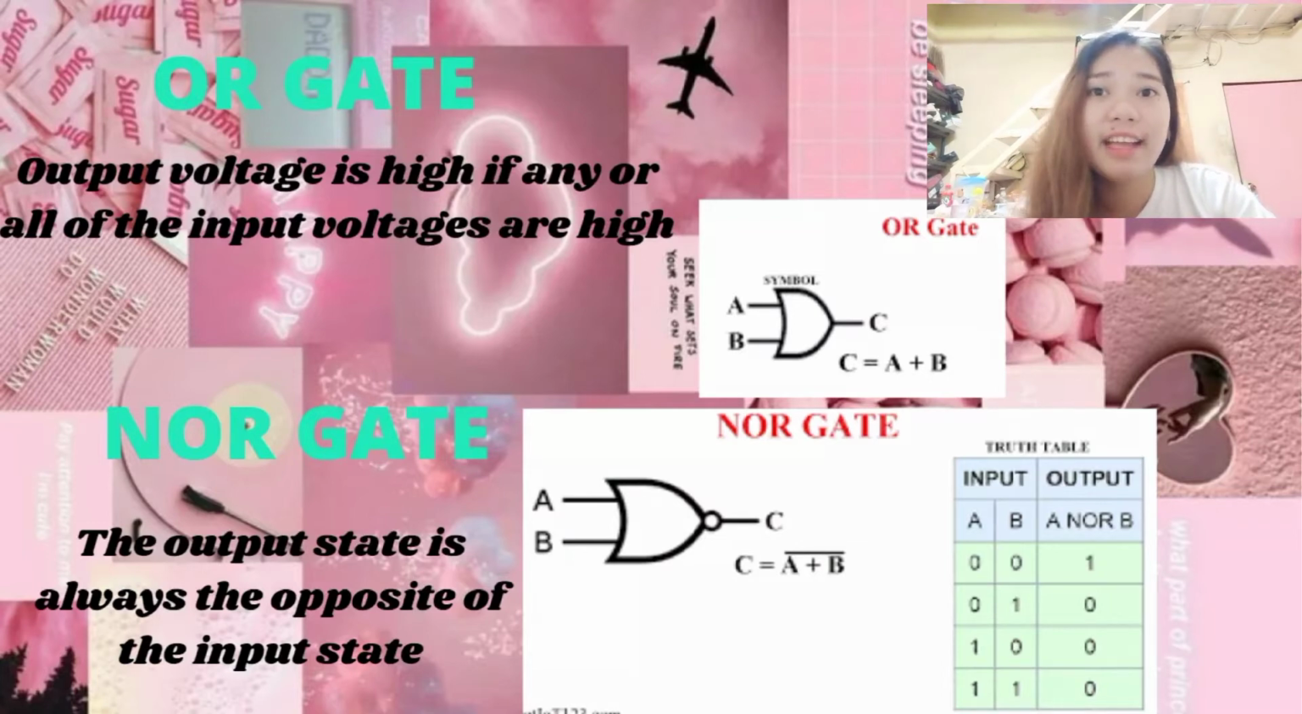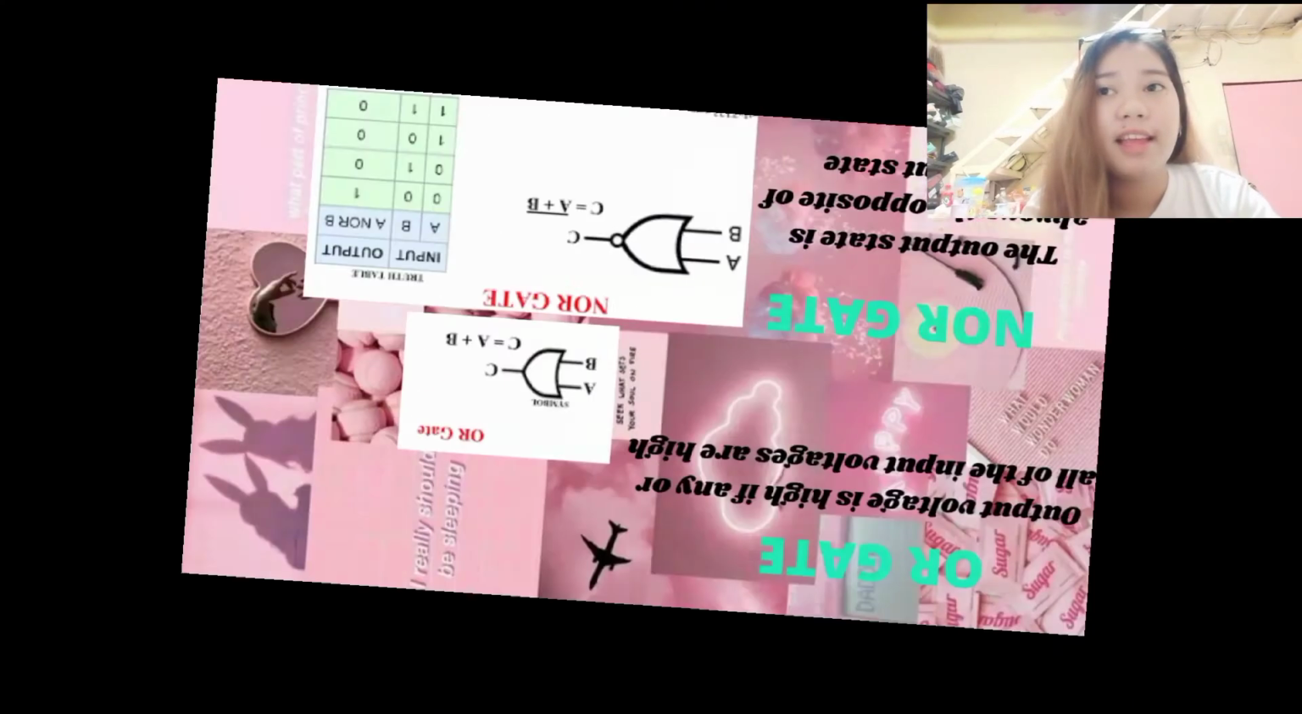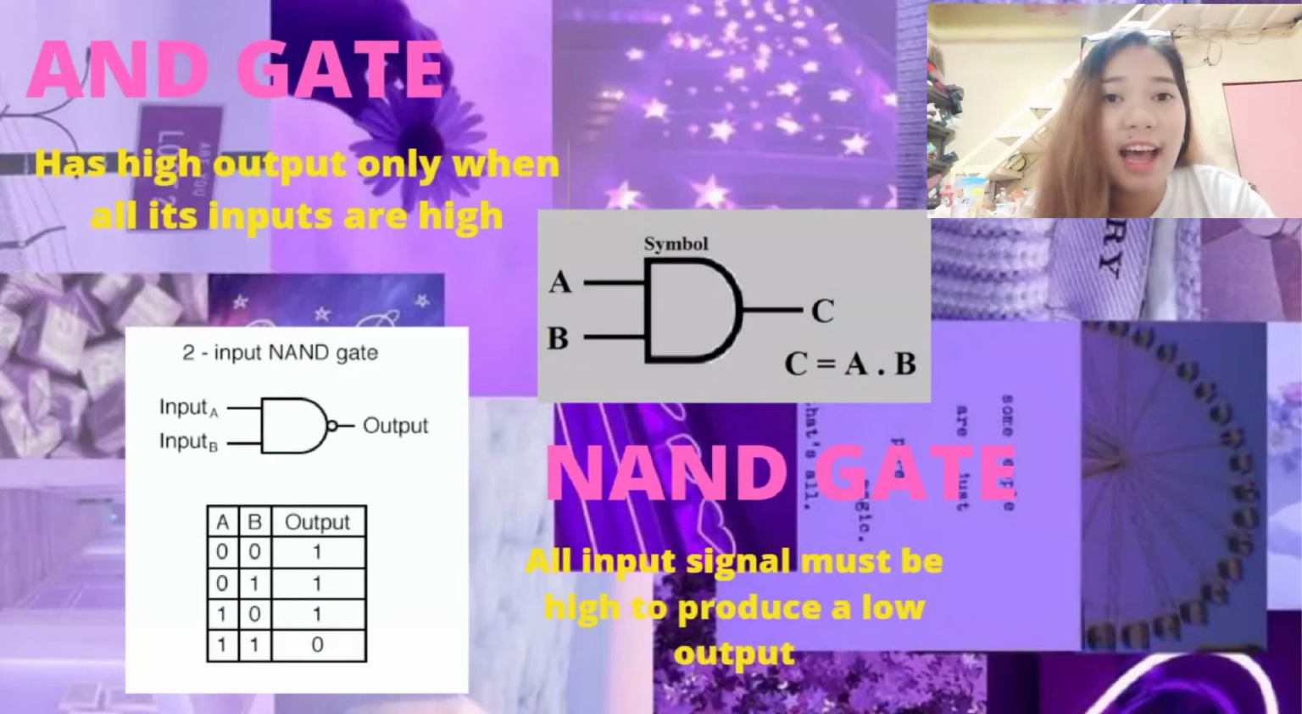Next is the AND gate. An AND gate has a high output only when all its inputs are high. The AND gate is an electronic circuit that gives a high output only if all its inputs are high.